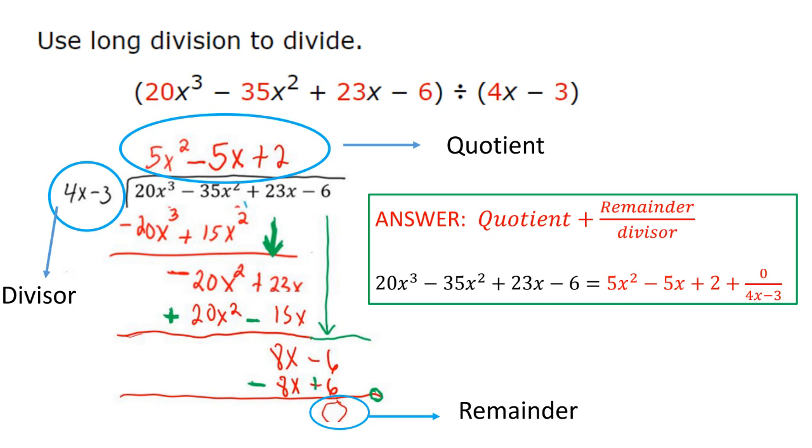When you enter your answers in WebAssign, they want you to enter the answer as a quotient plus the remainder divided by the divisor, which is right here in red. So here's your quotient, 5x squared minus 5x plus 2, plus your remainder of 0 divided by 4x minus 3. Now in WebAssign, since 0 divided by 4x minus 3 is 0, in reality, you just need to enter your answer as 5x squared minus 5x plus 2.